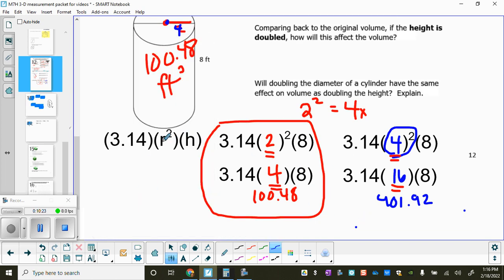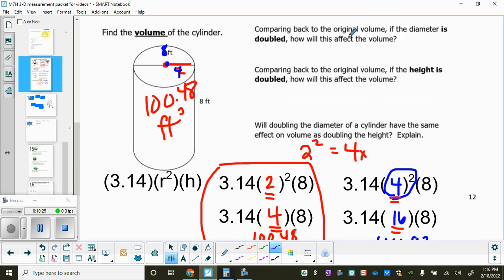So if the radius is doubled, because the radius gets squared, okay? We're doing a doubling that got squared. So it's now 4 times as much for the volume. The volume is 4 times as much.